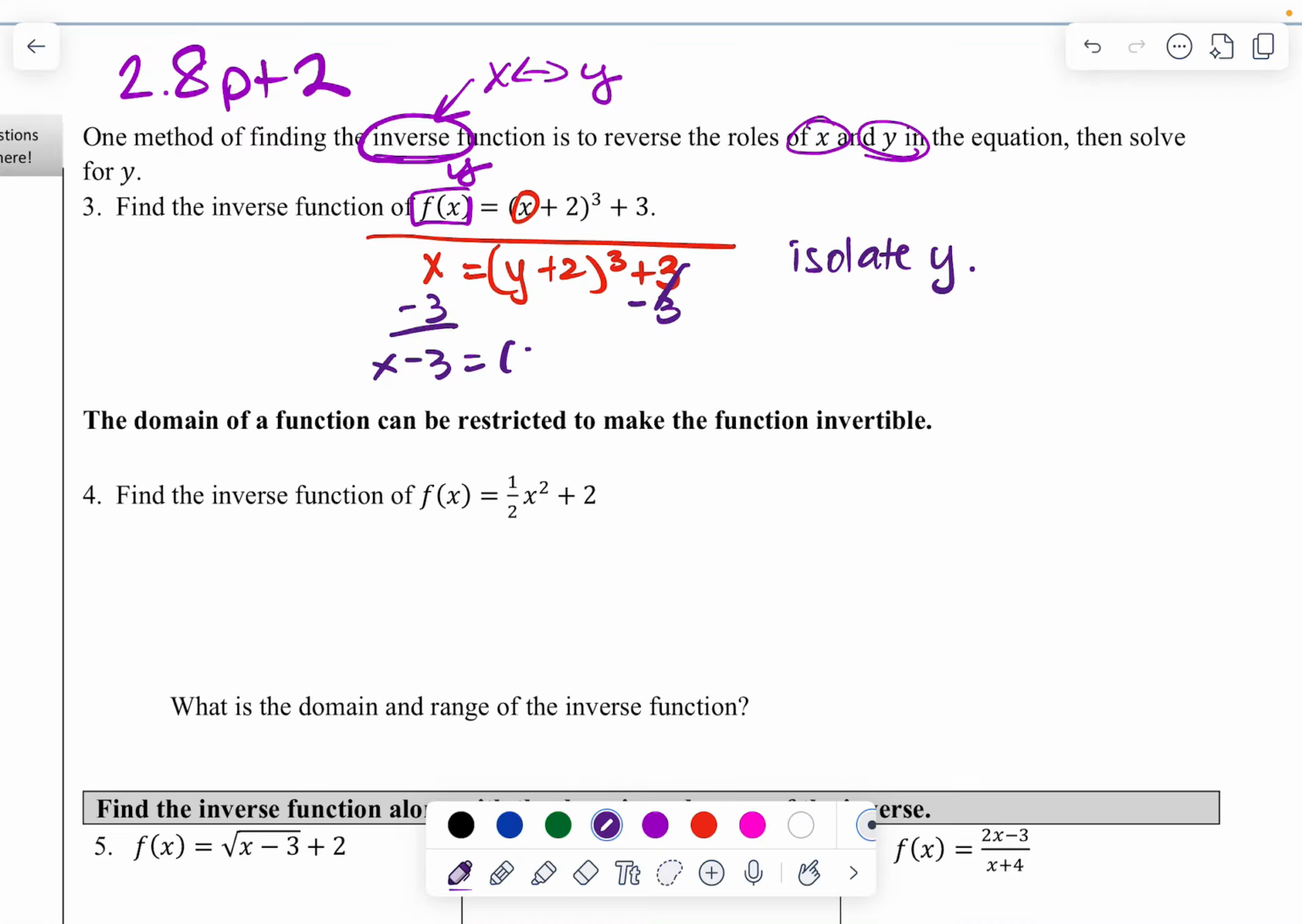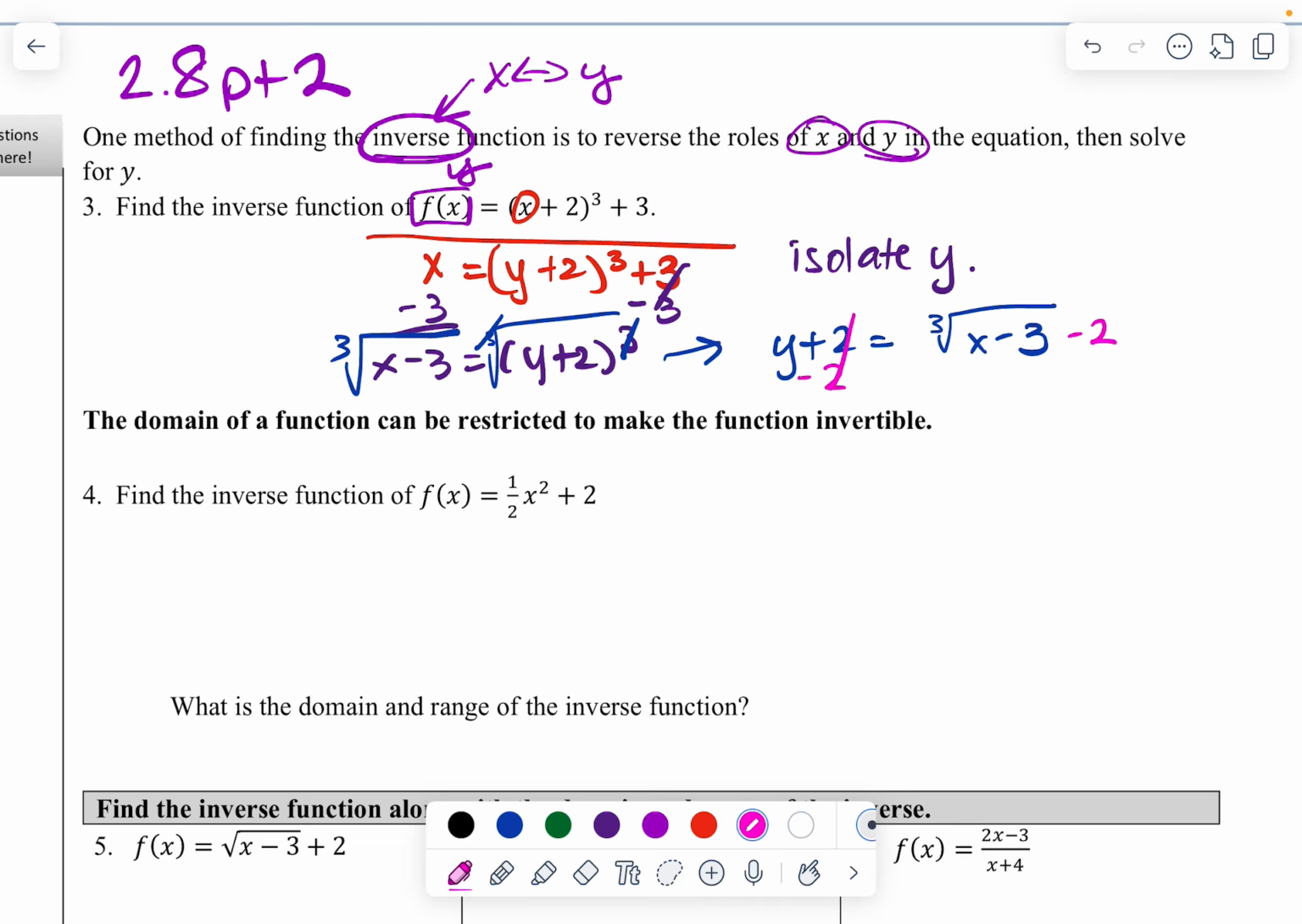I get x minus 3 equals y plus 2 to the third power. Now I'm going to get rid of that power of 3 by taking the third root. This will cancel. Take it of the other side. And I'm left with y plus 2 equals the third root of x minus 3. Last step, subtract the 2. And I get y equals the third root of x minus 3, all minus 2.